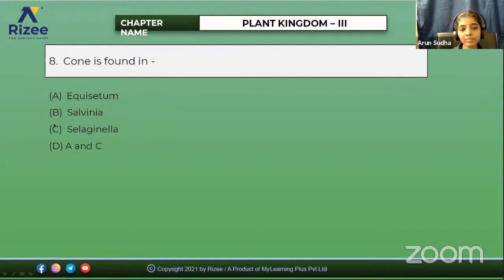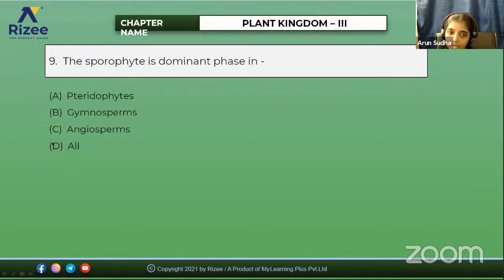Next. Cone is found in Equisetum, Salvinia, Selaginella, both A and C. Yes, D. Good. So cone is found in both Equisetum and Selaginella. So D is the correct option. Sporophyte is the dominant phase in pteridophytes, gymnosperms, angiosperms, and all. So which is the correct answer in this? Yes, D. Good. In all.